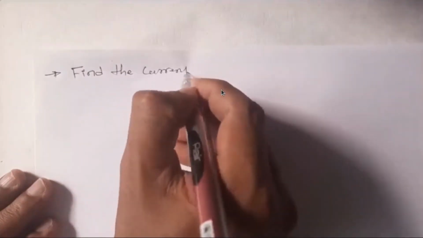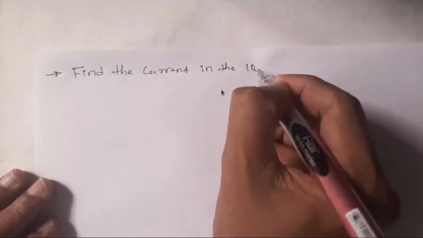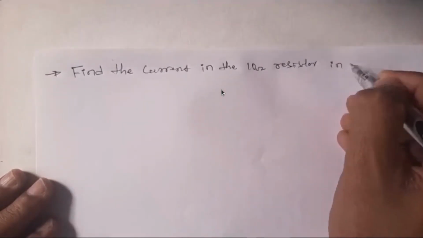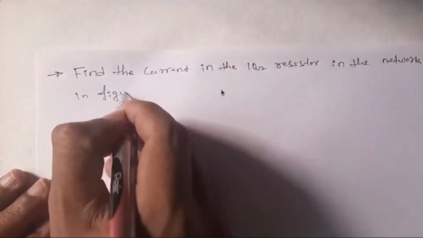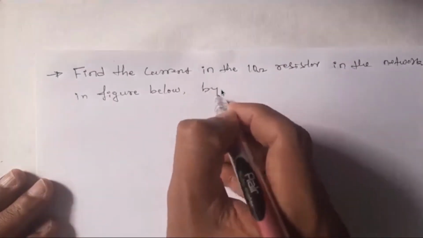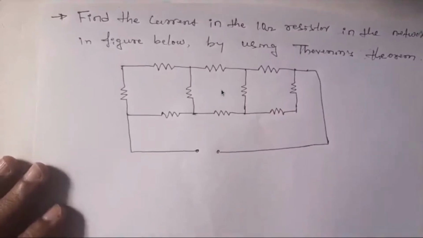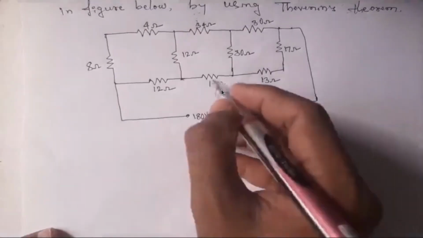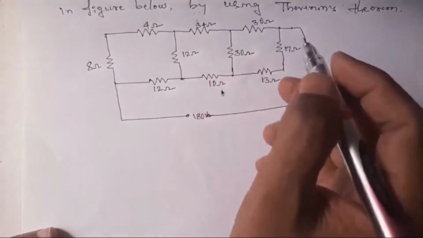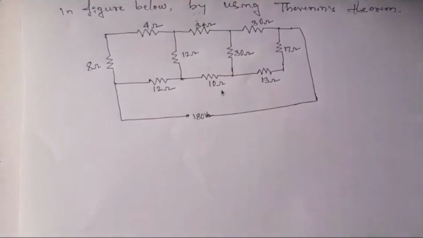I'll do one thing, I'll solve one more problem. Find the current in the 10 ohm resistor in the network shown in the figure below by using Thevenin's theorem. So this is the 10 ohm resistor. You are supposed to find the current through the 10 ohm resistor, and he has not given any positive and negative sign here, just 180 volts.